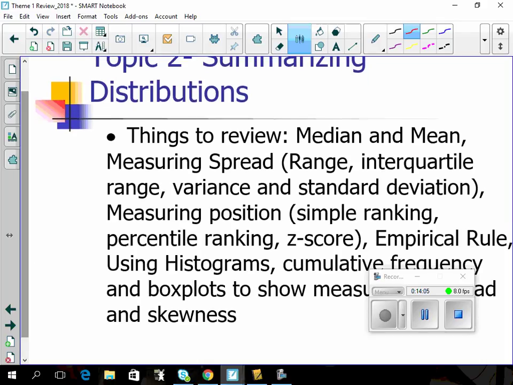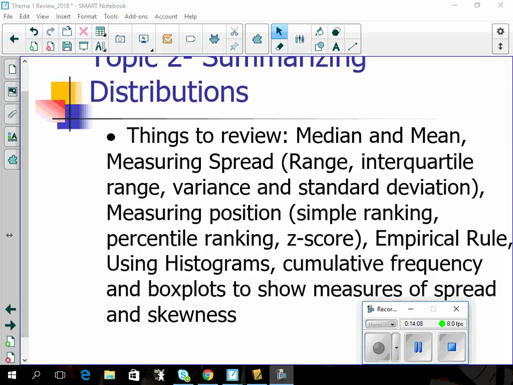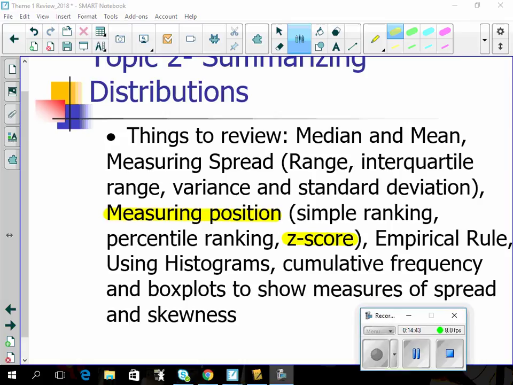All right, so that was graphical. We're going to get to other kinds of graphical displays as well, but let's keep going here. We're going to talk specifically about mean and median, the spread. So we're talking about our center and our spread. Something that we didn't hit a lot was measuring position. We're talking about percentiles. But z-scores we definitely hit. That's a position in a normal distribution. The empirical rule deals again with normal distributions. Histograms versus cumulative frequency, looking at those in terms of measures of spread as well. So let's go through it.